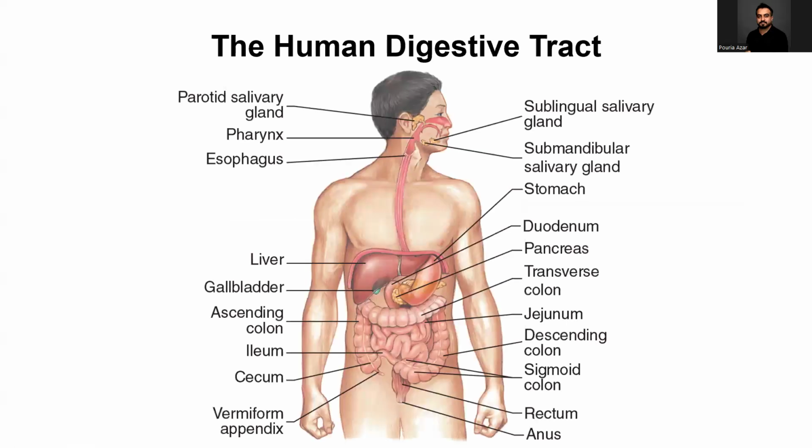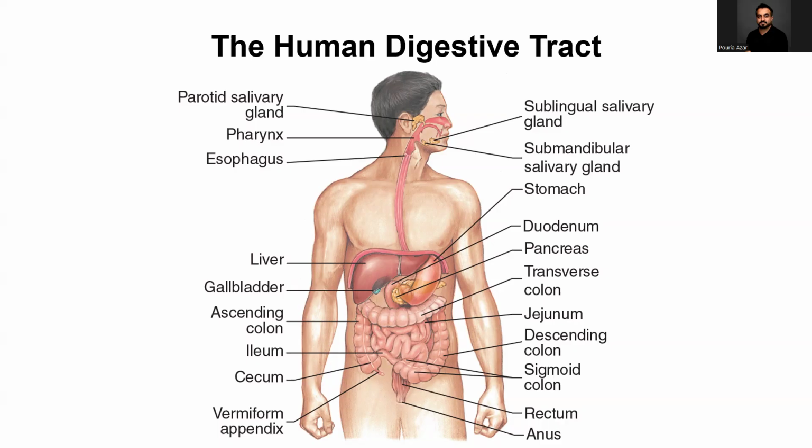So next we have digestion, absorption, and transportation of carbs. This is the anatomy of our digestive tract or digestive system. Our digestive system starts from the mouth and it ends in the anus. And different organs and tissues are all involved in the digestion and absorption and transportation of carbohydrates.